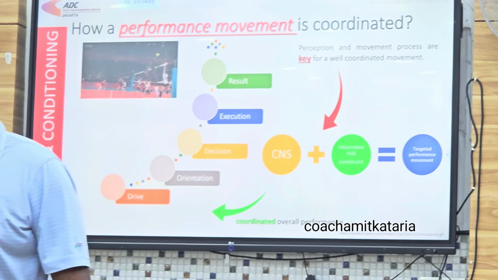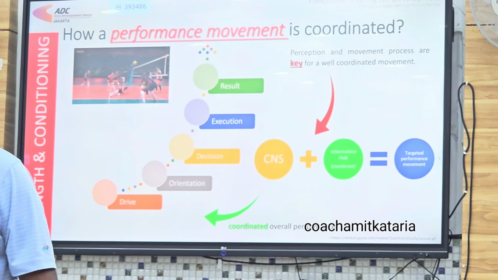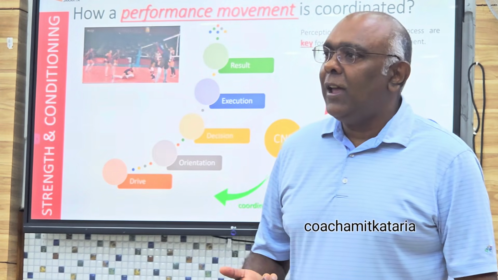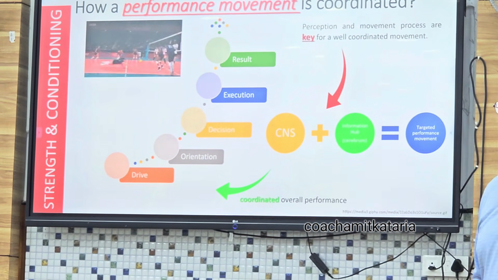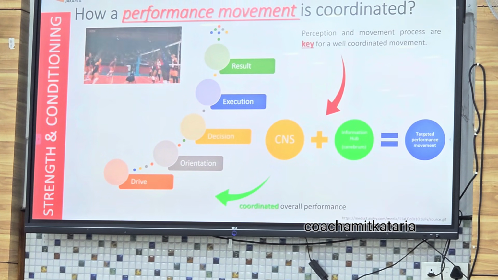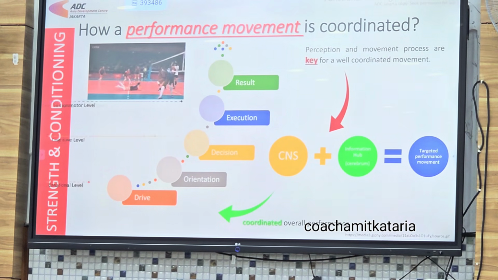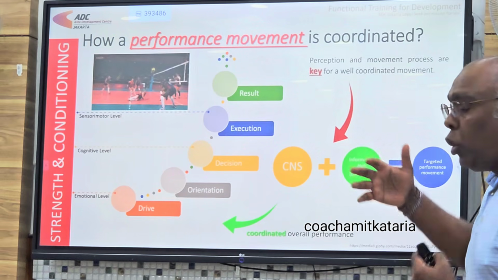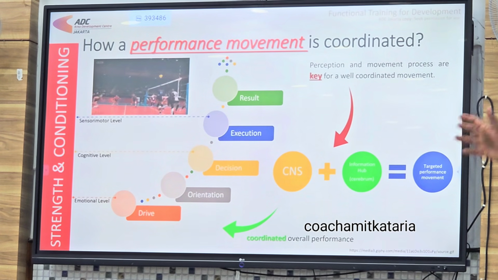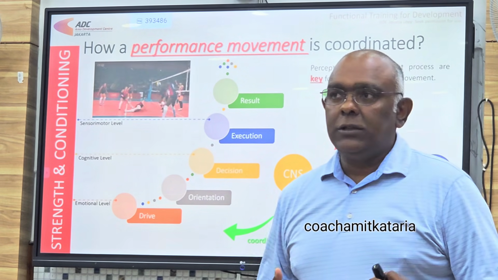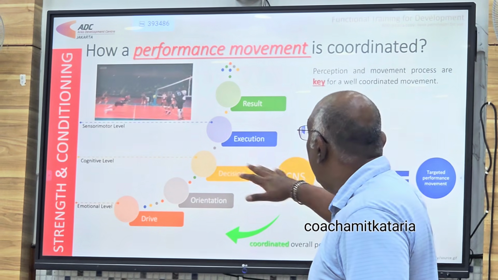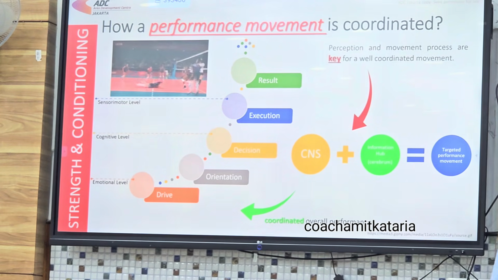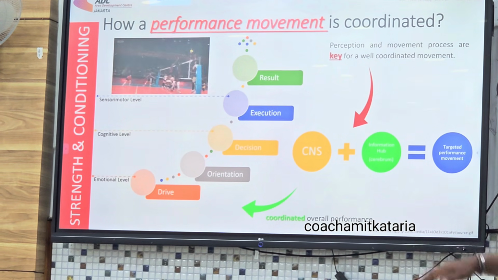Meaning microseconds, a fraction of a second. It happens. And how is it possible? CNS, one. Okay, so we'll keep that thought. CNS one, anything else? Spinal cord, okay. So all this information is involved. So this is what happens: emotional level, decision making, cognition level, and then finally sensory. Because all these will play a part in how a performance movement is coordinated. So this is how you will always look at movement.